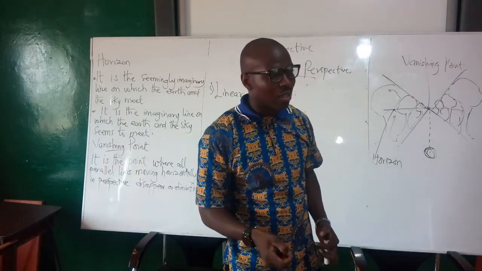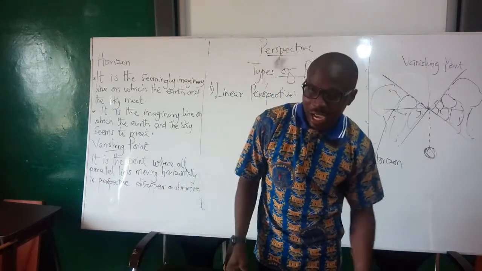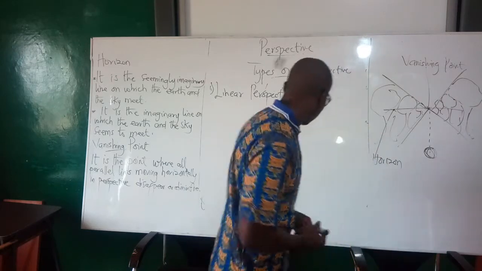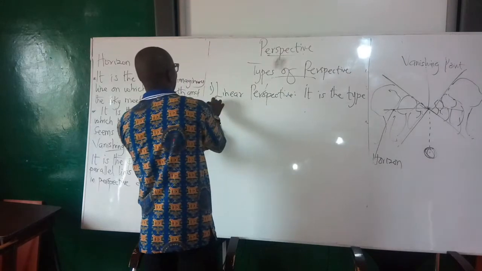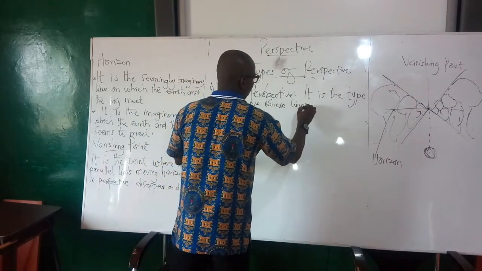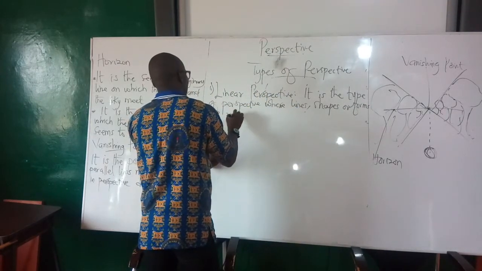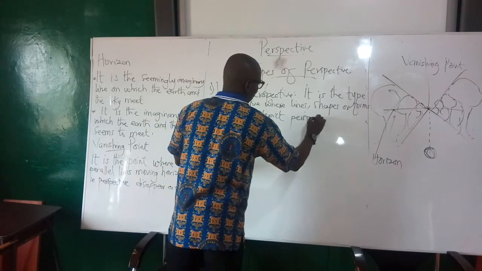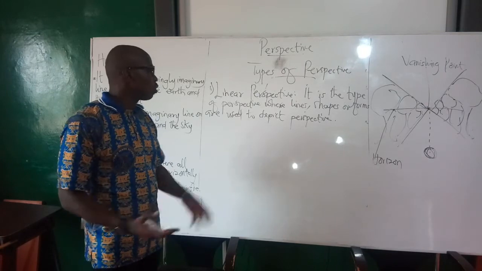Linear perspective is the type of perspective where lines and forms are used to depict or show perspective. Very, very simple. Linear perspective is the type of perspective where lines, shapes, or forms are used to depict perspective.